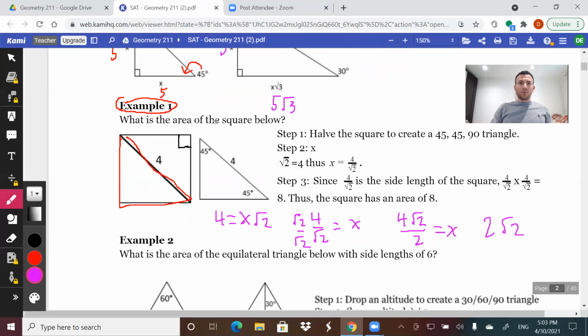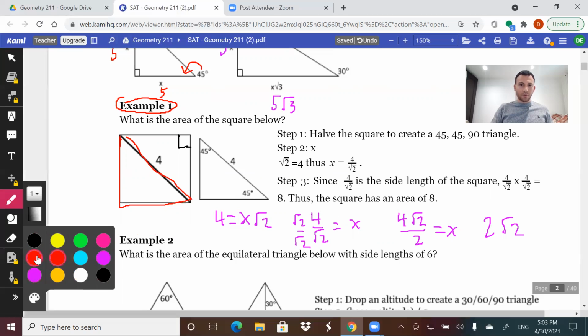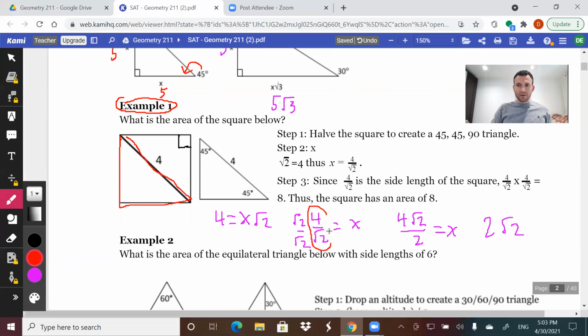So if they want to know what is the area of this square, it would just be 2 root 2 times 2 root 2 divided by a half. And it's interesting because I can see here I left it as 4 over root 2. I left it at this point because I knew I was going to multiply them. But 4 over root 2 times 4 over root 2 gets you 16 over 2, so you get an area of 8.